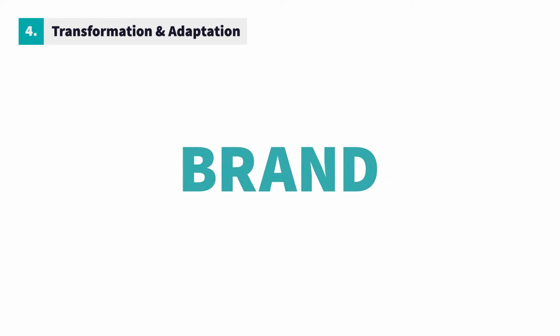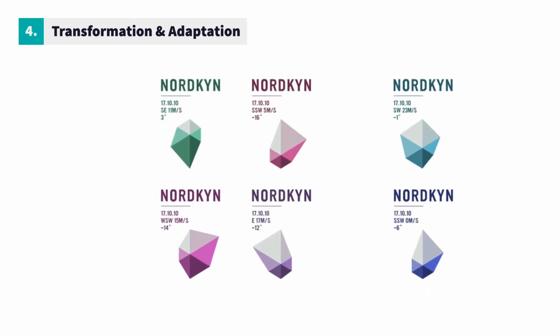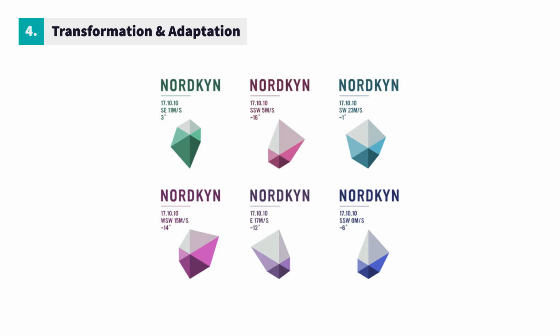Transformation and adaptation works with elements that evolve and change, influenced by parameters like color, data, or media. Visit Nordkin, an initiative created to increase tourism in this Norwegian county, had a logo based on their current weather. The color changes with the temperature and the shape distorts as the direction of the wind changes.